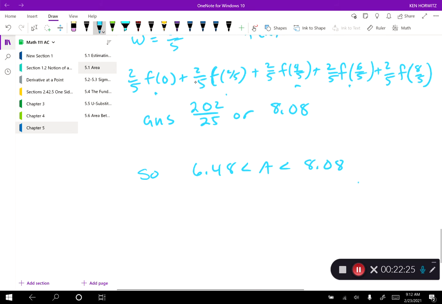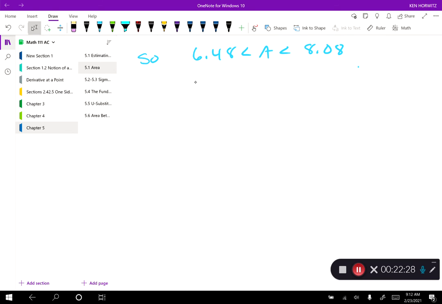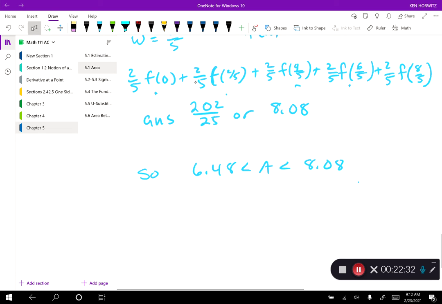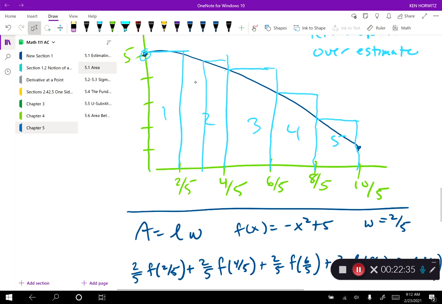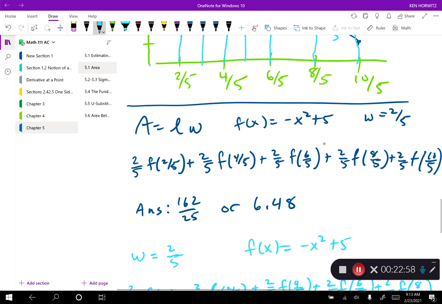So more rectangles means better estimate. In this particular problem, if you split this up not just into 5 rectangles, but into 25 rectangles, see how less area is used? Here I can go out like this, and then up, and then out like this. You see how less area is unused, the more rectangles we put in.